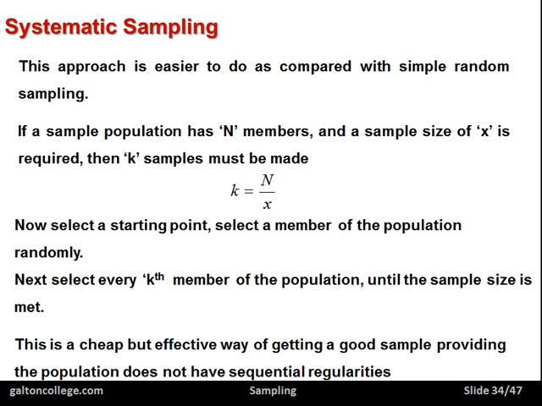So it's a cheap and effective way of getting a good sample, providing the population does not have sequential regularities. And that is the problem. If the population has got some quirk where it's following some pattern, it may be that systematic sampling leads to very wrong solutions. Go back to the location one.